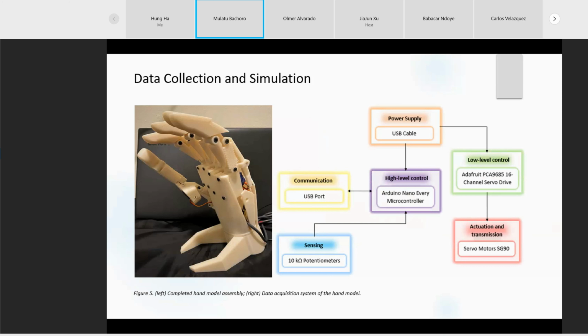Simply, I don't have the access to show you which one it is, but sensing with a 10 kilo ohms meter, that is a potentiometer from the exo hand. The high level control is the Arduino Nano, the microcontroller, that's the main brain, and the power supply is that USB cable that we connected from our computer, and the other one is low level, the Adafruit 16 channel servo drive. Those are attached or mounted in the handy model.